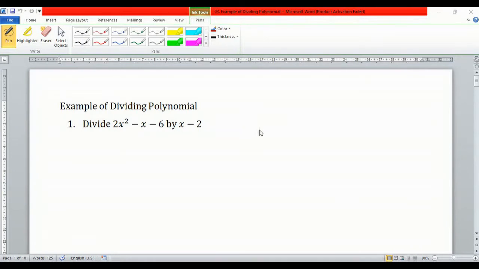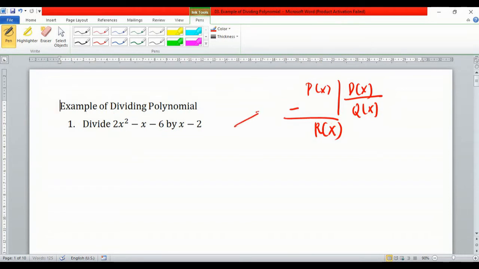So without further ado, let's jump to the example. Example of dividing polynomials number 1. Divide 2x squared minus x minus 6 by x minus 2. So everyone, we already know the position of p(x) divided by d(x). They will have the result k(x), and then you need to subtract, and then have the remainder. So this is the first way. We have two ways, so maybe you will find which one is easier. Okay, let's follow this one first.